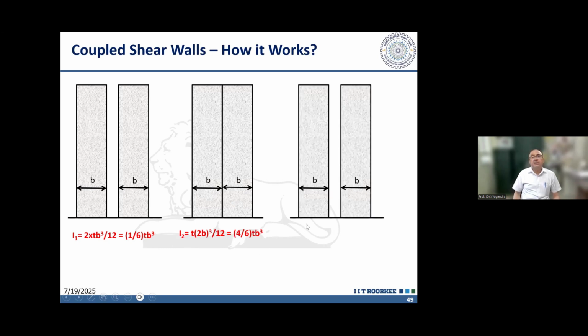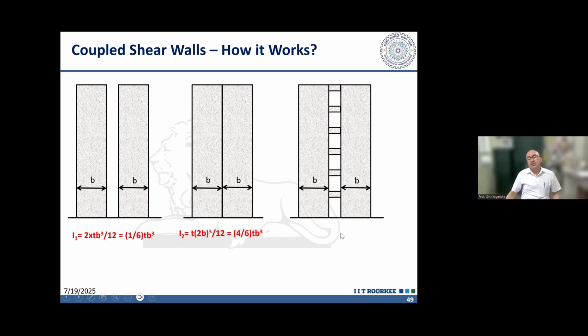And if I'm having a shear wall coupled by beams like this, then it will be somewhere in between. So the moment of inertia and strength is going to increase tremendously if I can connect these shear walls by short beams, deep, short spandrel. If the beams are flexible, then the moment of inertia will be close to this independent shear walls. If the beams are rigid, then it will be like this.